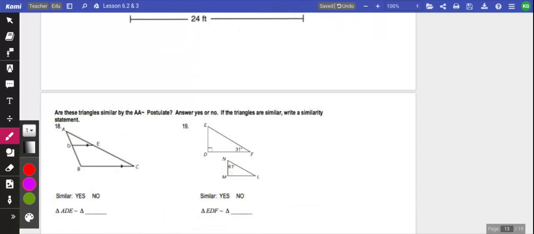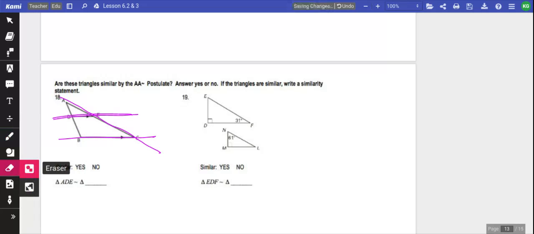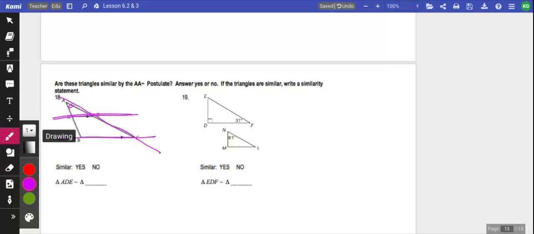Are these triangles similar by the angle postulate? Well, on this one we have parallel lines, which means this is a transversal. So they do share this angle, angle A. And that's it. So no, they're not similar.